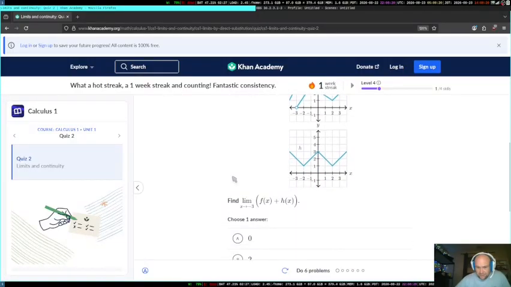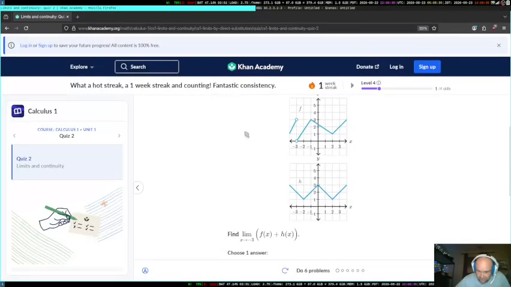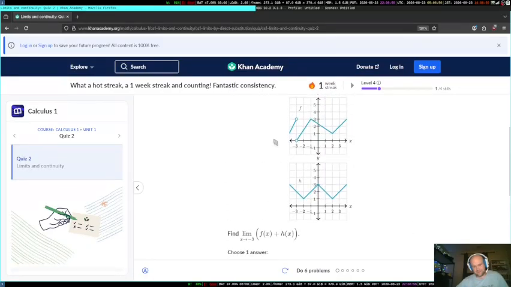Functions f and h are graphed. The limit as x... Okay, this stuff is so basic. Can we do stuff that's like... Oh, wait, I'm going to get up to 1 out of 4 skills. f plus h. Okay. As x approaches -3, f doesn't have a limit at -3, so it doesn't exist? Because the limit from the left and the right would diverge.